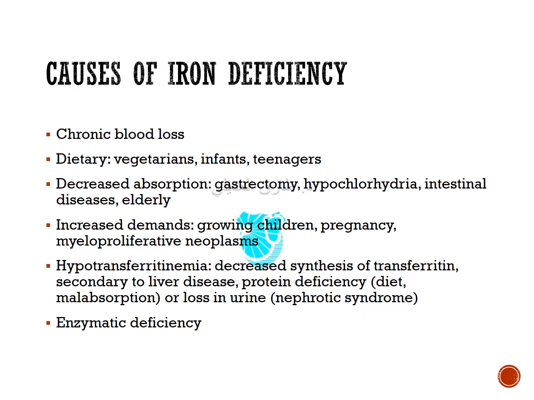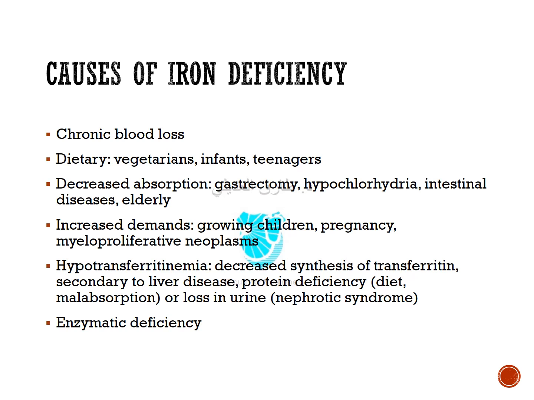And they also have comorbidities, other diseases, which can result in chronic blood loss. Increased demands: in certain situations the body needs more iron, like in growing children, pregnancy, and in bone marrow neoplasms, the chronic ones, which we call myeloproliferative neoplasms. There is more need for iron, and therefore the patient will develop iron deficiency.